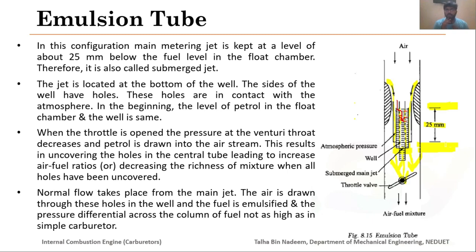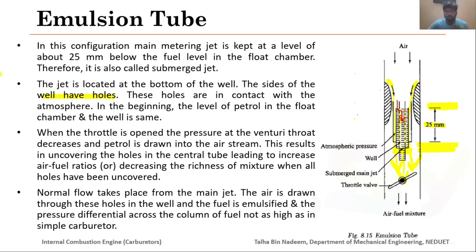The jet is located at the bottom of the well. The sides of the well have holes, and I have explained this part. I have shown you the holes, these red colors here, you can clearly see. These holes are in contact with the atmosphere. In the beginning, the level of the petrol in the float chamber and the well is the same. So the fuel level in the float chamber and this well would be the same initially.